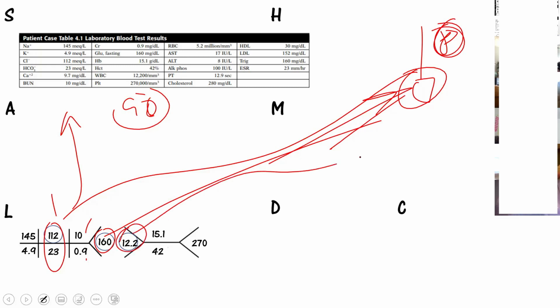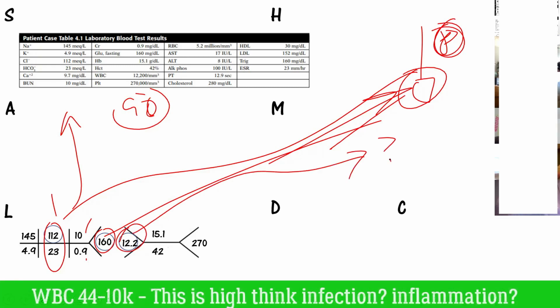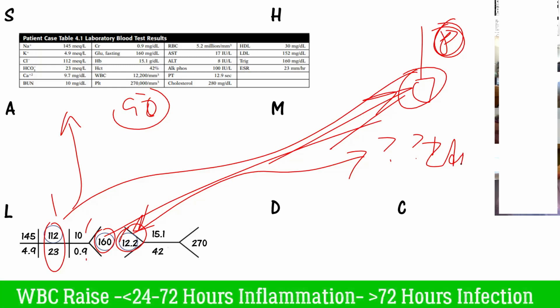We have an elevation of a white count, so we're going to think, okay, is this an infection? But it's a low grade, right? So low grade, it also could be inflammation. Generally, it's not always infection. Remember, 72 hours would be infection, depending on where we are in the conversation. So this is a low grade.